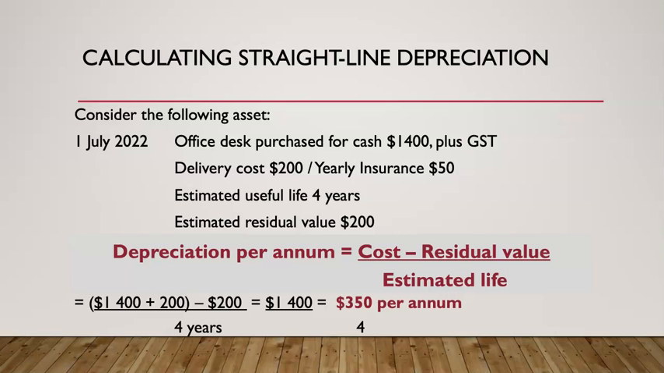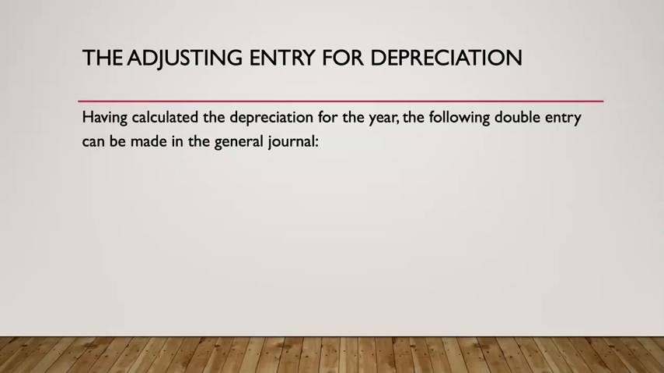So we go 1,400 divided by 4 means we have $350 of depreciation expense per annum, per year. And you will be required in Year 12 accounting to make these calculations, so do this calculation yourself. Then we've done that, and that might have been the end for general maths.